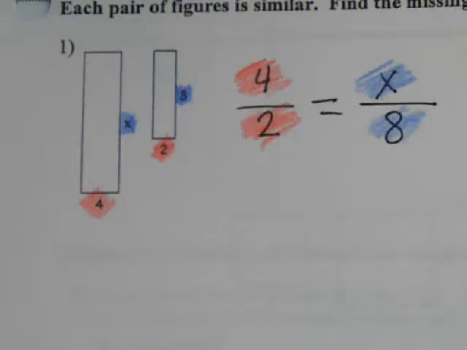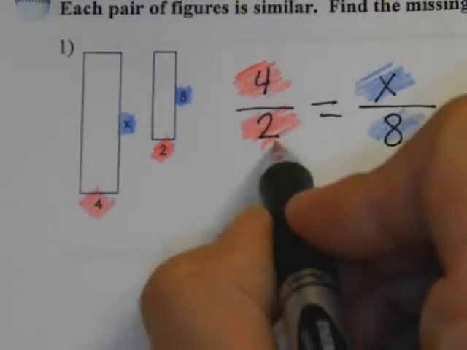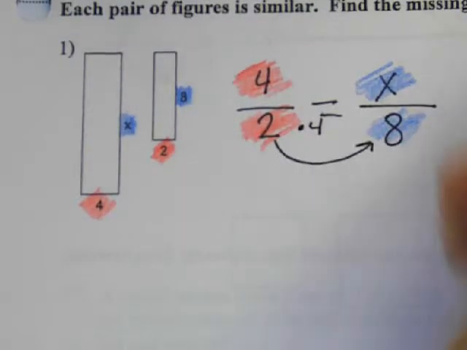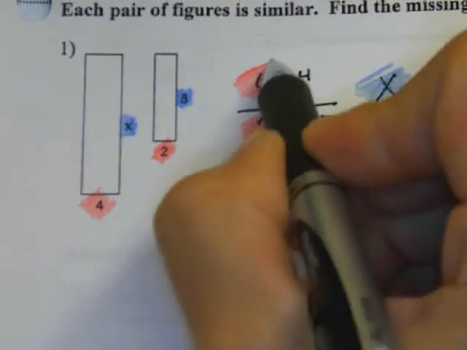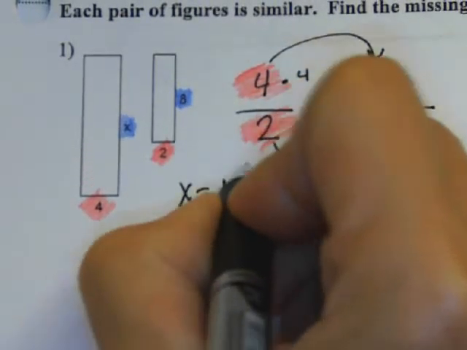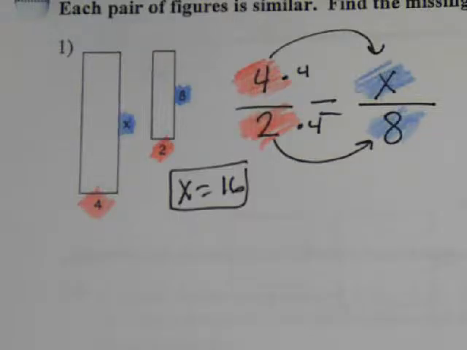Okay, so I set up the proportion using my colors, and then what is the relationship? How do I go from 2 to 8? Times 4. So on the top, I'm also going to multiply by 4. So what is x equal to? 16. All of these, I think, have a relationship, and a pretty easy relationship for you to see.